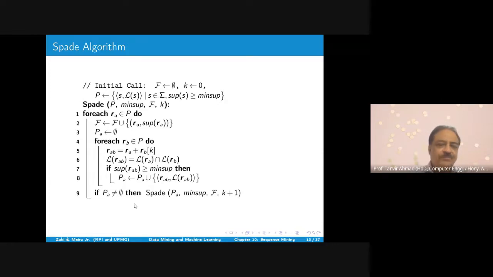Now this algorithm is given by Zaki, and it is one of the very good algorithms because it is much faster. Why? Because in GSP, and GSP is also a good algorithm, you have to check the database every time to find extensions. Whereas here you are using this algorithm and trying to develop one of the branches of the tree.